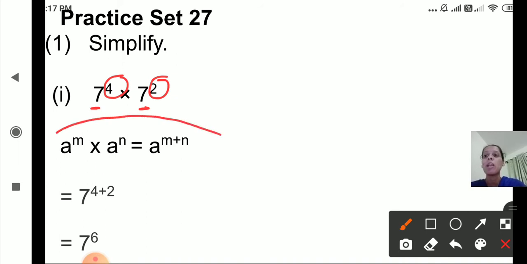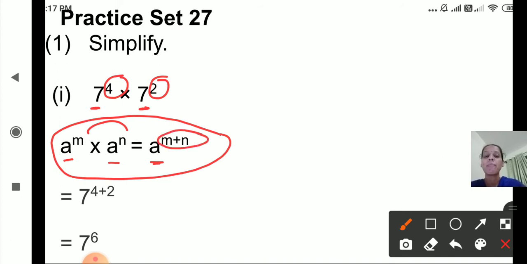This formula you have to learn. In multiplication we write the base as it is and we add the index. So here it is m, here it is n, so we will do m plus n. After writing the formula, now you will start solving. 7 raised to 4 multiplied by 7 raised to 2. So we write the base, that is 7 raised to 4 plus 2. Now what is the index here? Here it is 4, here it is 2. So you will add the index, that is 4 plus 2.